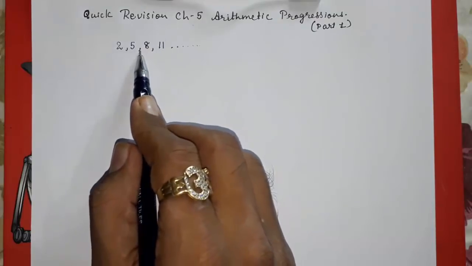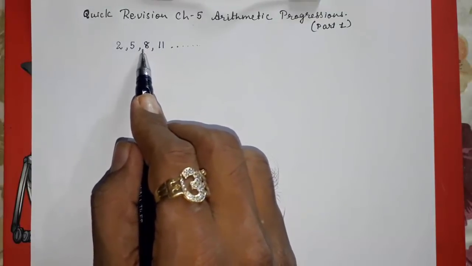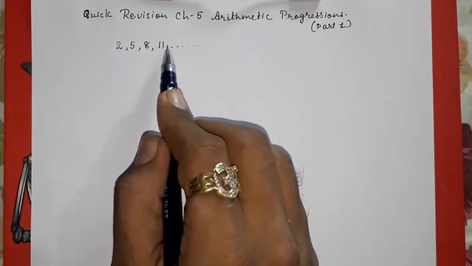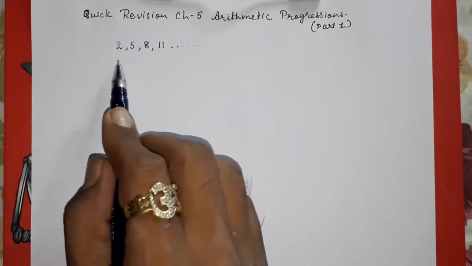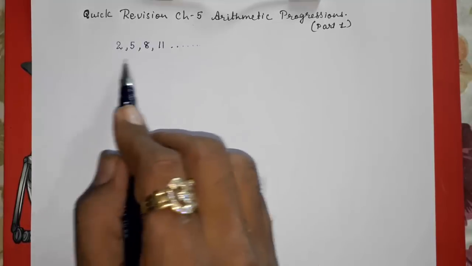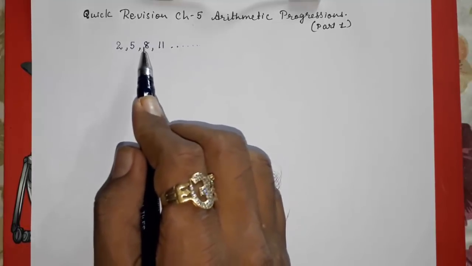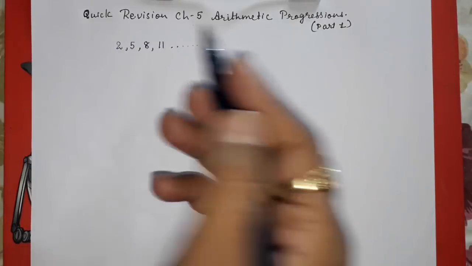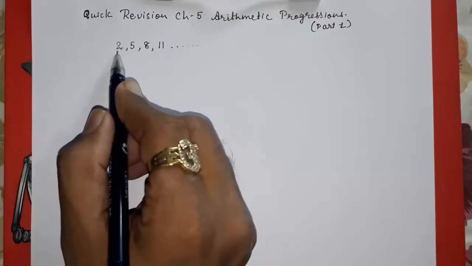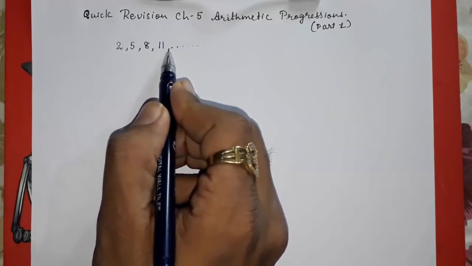The progress can be positive, it can be negative, and it can be 0 also. Means if you are having the sequence 2, 2, 2, 2, 2, at that time you are having the progress that is 0, so that will also be an AP. So your progress can be positive, negative or 0. Look here, this is your AP.